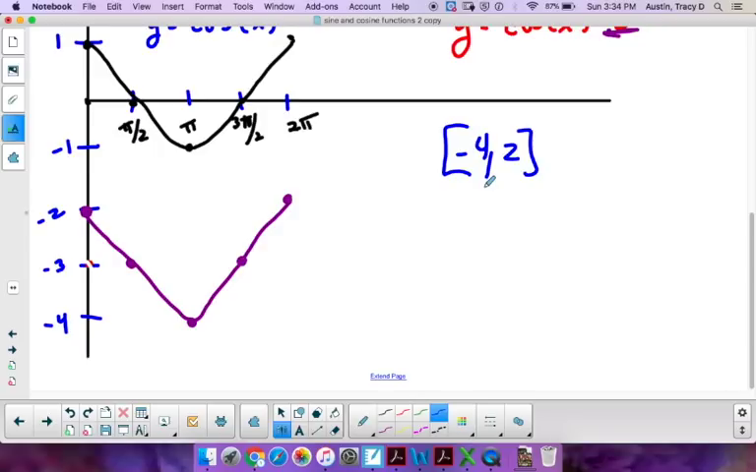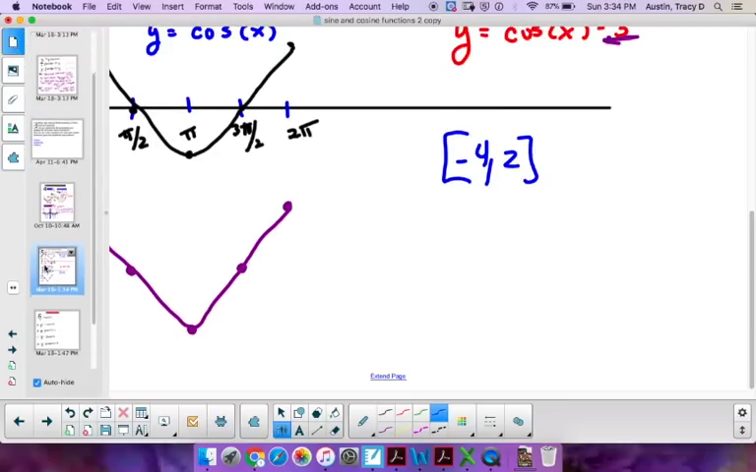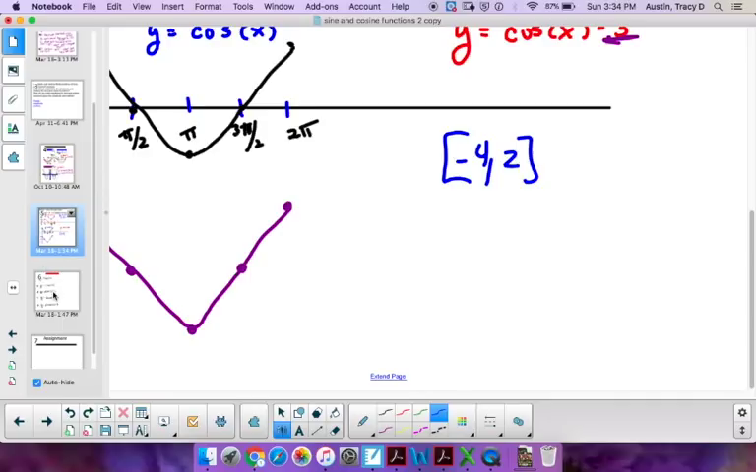All right, so let's go ahead and practice some where we're doing both, where we're actually doing a vertical shift and an amplitude change. We're going to do these together, and then I'm going to give you your assignment.